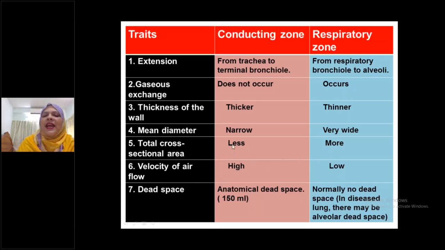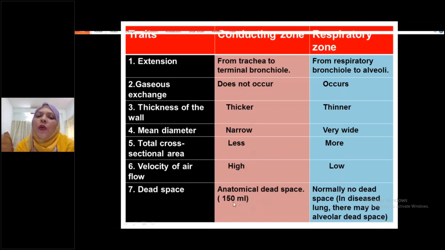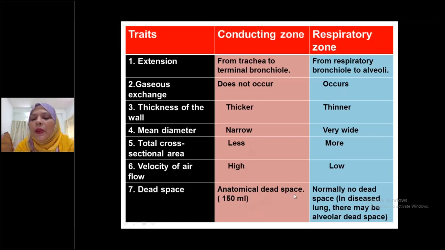Dead space. I already mentioned that in the conducting zone, the air remains in the conducting zone. This air is called anatomical dead space air, and this is 150 ml. In the respiratory zone, normally there is no dead space. In a diseased lung, there may be alveolar dead space. I will discuss later what dead space is, what we mean by anatomical dead space and by physiological dead space. Okay, these are the differences between conducting zone and respiratory zone.